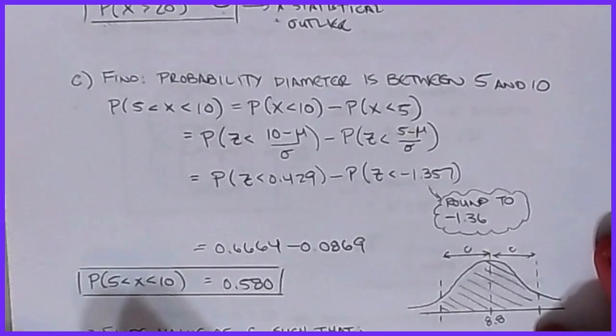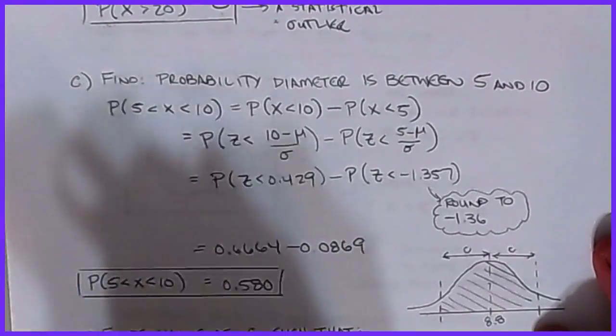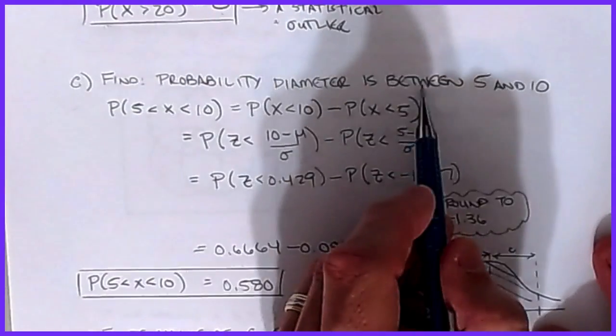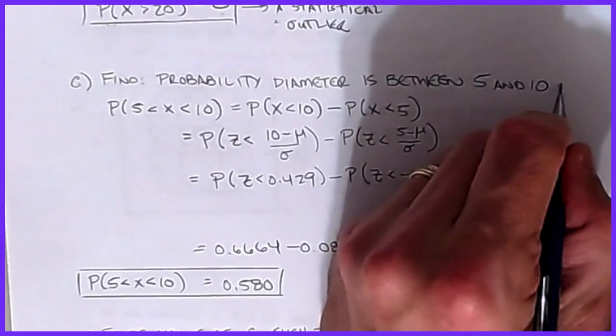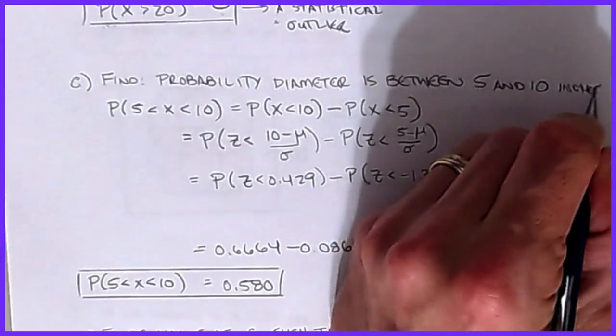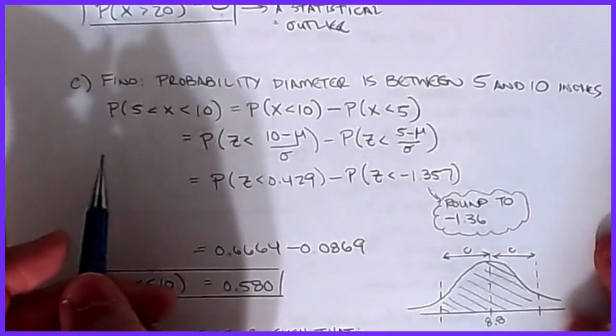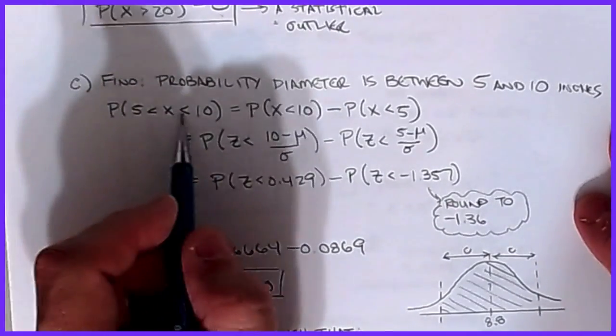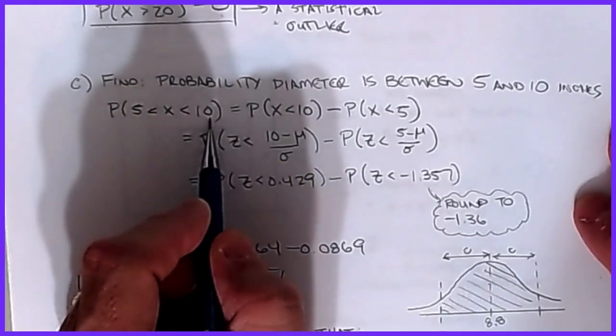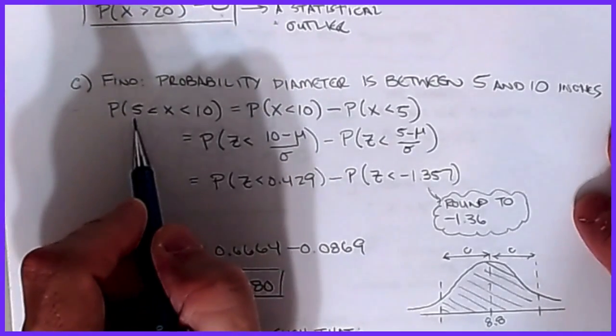All right. The next one is let's look at what we do to find the probability that my diameter is between 5 and 10 inches. Get units on there. So the probability of 5 less than x less than 10. All we're going to do is take the cumulative of the upper bound, and then subtract off the cumulative of the lower bound.